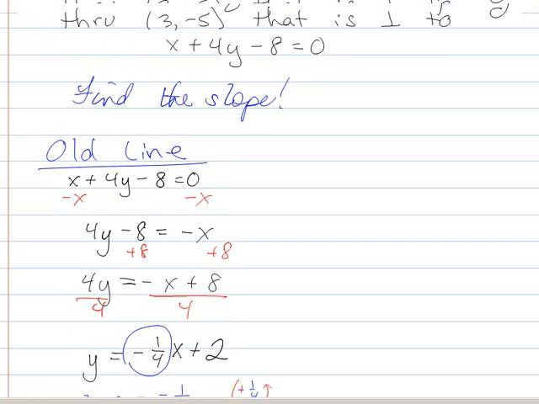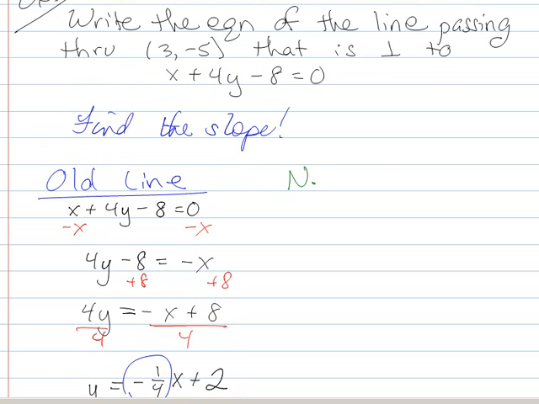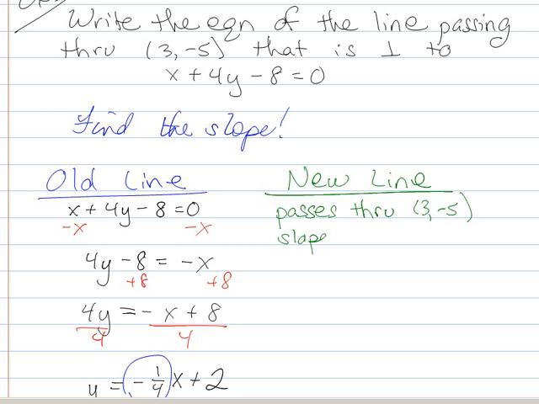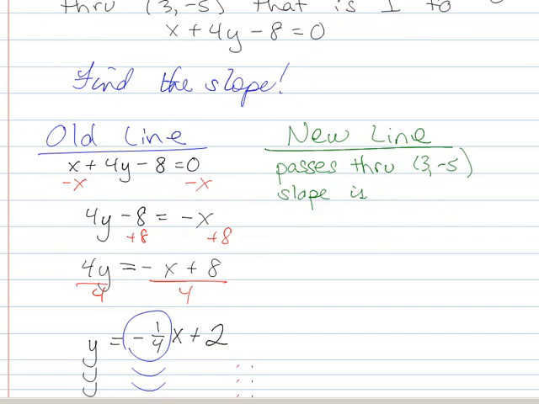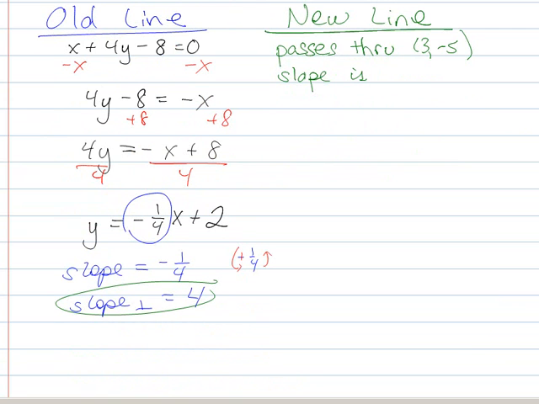So now, using that, I want to find the equation for my new line. And I'm going to say it passes through (3, -5). And the slope is what? Because it's going to be perpendicular to the other line, the slope for this one is going to be 4. All right. Now, I didn't really specify at the time, but let's say that we want to get this in point-slope form.